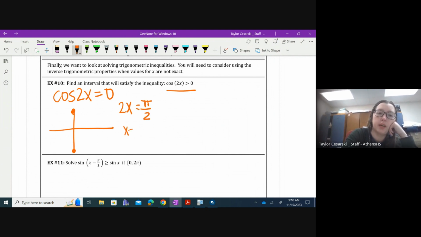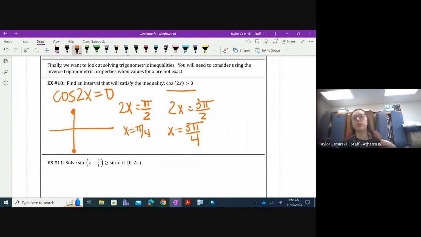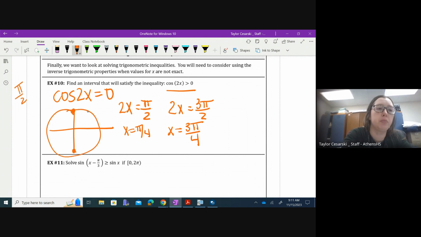Divide by 2, I get pi over 4. We also set the bottom, so 2x equals 3 pi over 2. Divide by 2, I get 3 pi over 4. Now let's go around the circle again. If I take pi over 2, which is at the top, and add 2 pi, that would be like doing pi over 2 plus 4 pi over 2, which gives me 5 pi over 2. Divide by 2, I get 5 pi over 4.